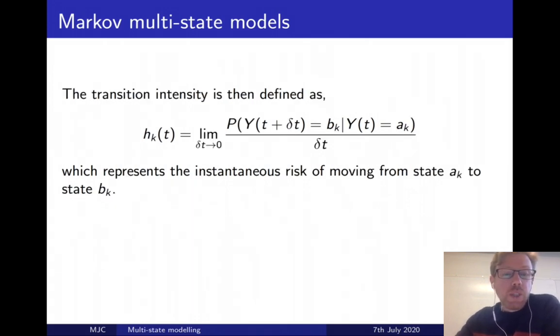Okay, so how do we bring together and classify and model our multi-state model? Well, we can do this in terms of our transition hazard functions. So I can define h_k, the hazard function for the kth transition, which represents the instantaneous risk of moving from state A_k to state B_k.